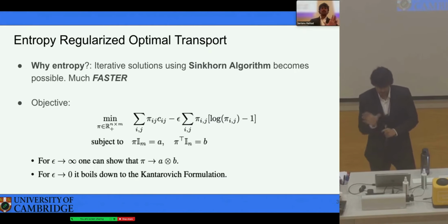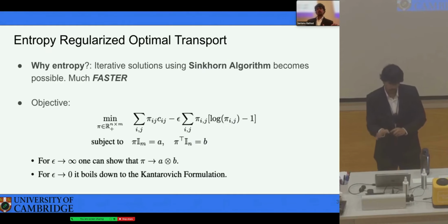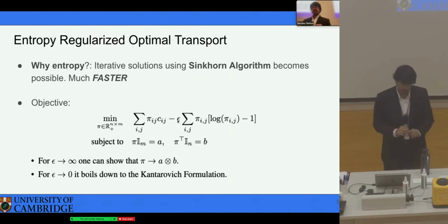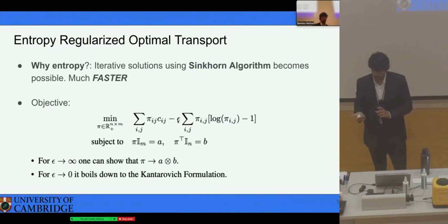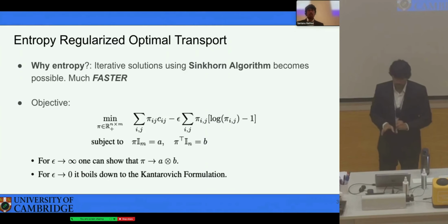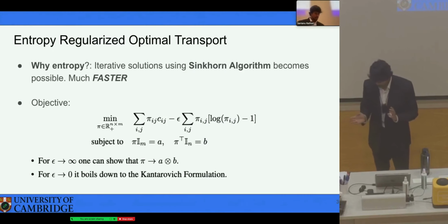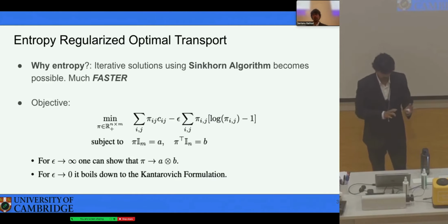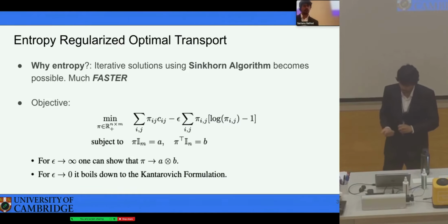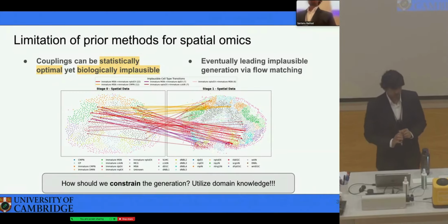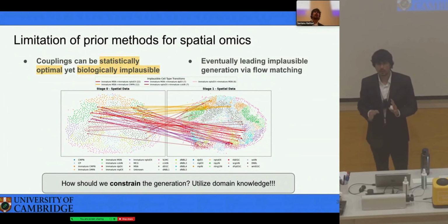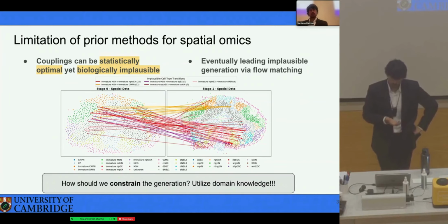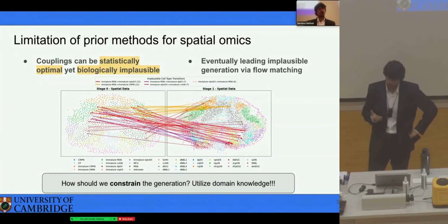Just know that in this entropy-regularized OT formulation, you can show that depending on epsilon, which is the hyperparameter for tuning the entropy influence, you can get either side of the scenarios. When it goes to infinity, you basically get independent couplings. When it goes to 0, you recover the original Kantorovich formulation. But when people usually use these OT formulations in flow matching, why is this suboptimal for the case of spatial omics?